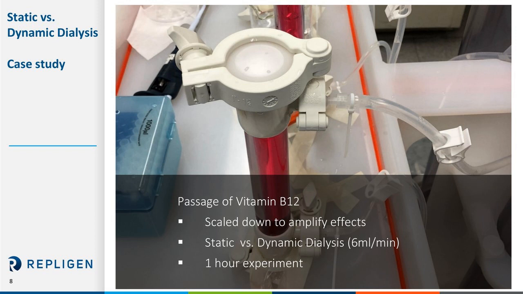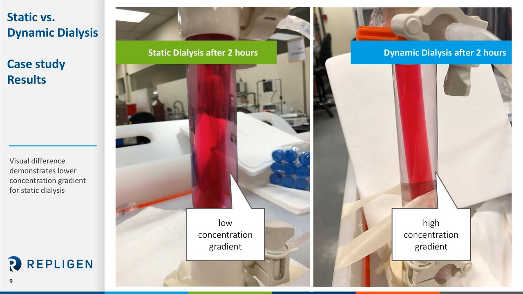We compared static dialysis to dynamic dialysis at a flow rate of 6 mL per minute. It was a 1-hour experiment. We were just looking at the initial passage of vitamin B12. It should be noted that in static dialysis, you usually don't do your first buffer change until 4 hours. So you can see after our experiment, we have here on the left, static dialysis after 2 hours, and here on the right, dynamic dialysis after 2 hours.